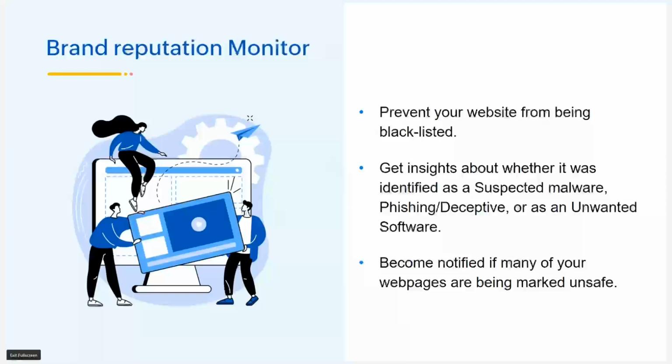So now here we have the brand reputation monitor that helps prevent your website from being blacklisted. It provides insights into whether your site has been identified as suspected of malware, phishing, deception, or containing unauthorized software. Additionally, you will be notified if any of your pages are marked as unsafe. So let me quickly jump into the App Manager UI and show how this brand reputation monitor works as well.